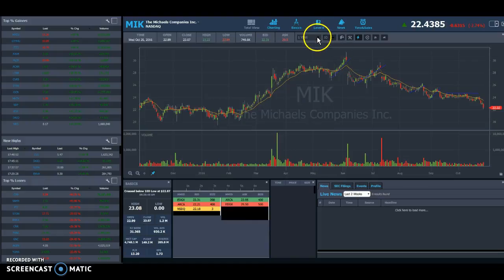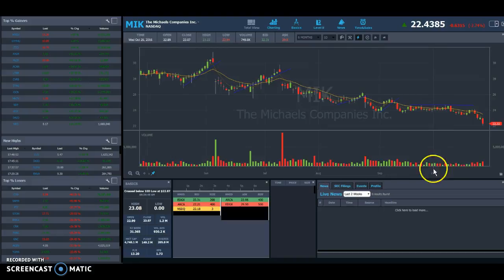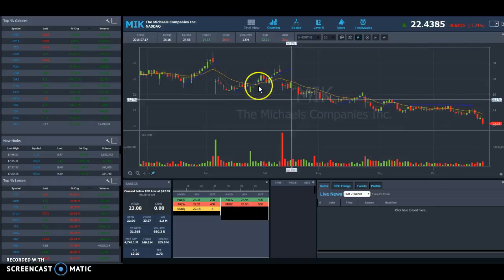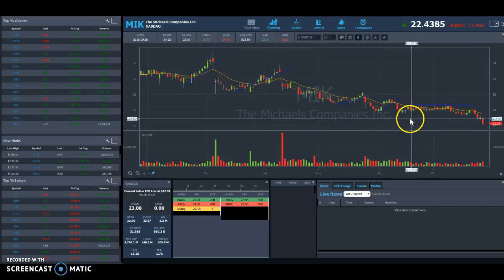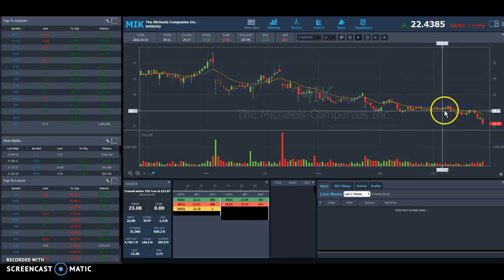So let's have a look at the 6-month chart. You can see in here it keeps banging up against this level here, and it can't break above it. It is in this long-term downtrending channel.